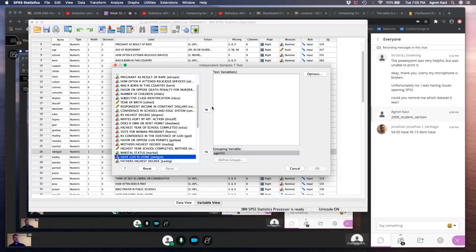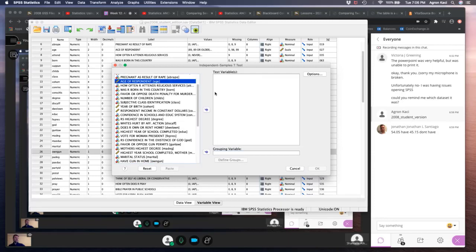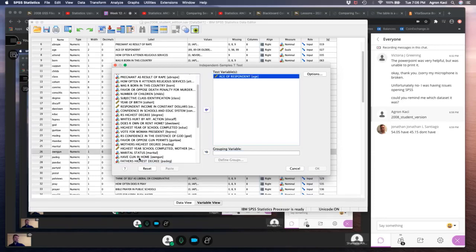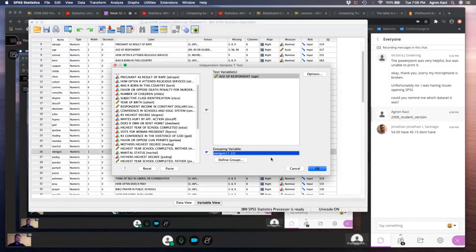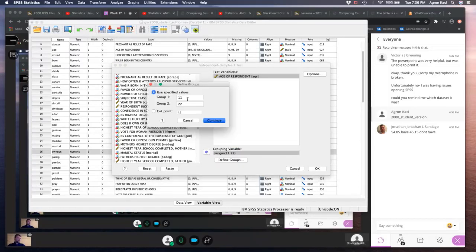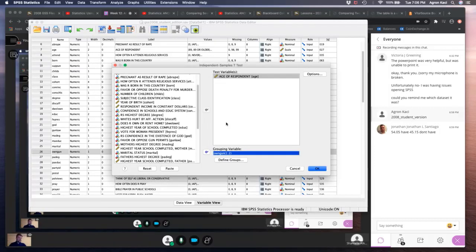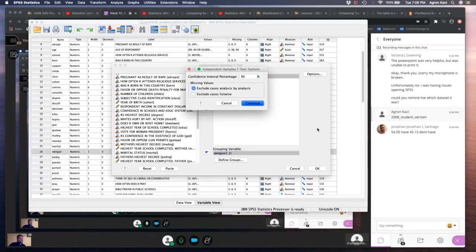And then what are you going to put in the testing variable? Have gun? No, because have gun is not a numerical variable. Okay, you see, that's a categorical. So it's the other way around. Age is going to be testing, and have gun is going to be the grouping variable. When you define groups, now here, you have 1 and you have 2. Continue. Oh, oops. I already had 1 and 2. Sorry about that. So it's 1 and 2. I'll show you why. And then you click OK. Options, 95%, fine.